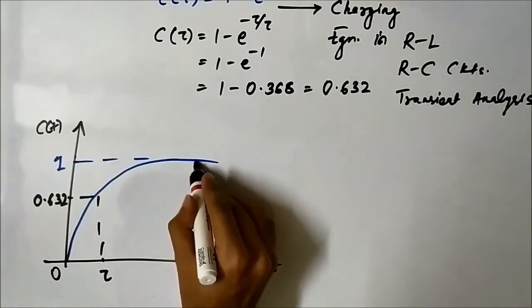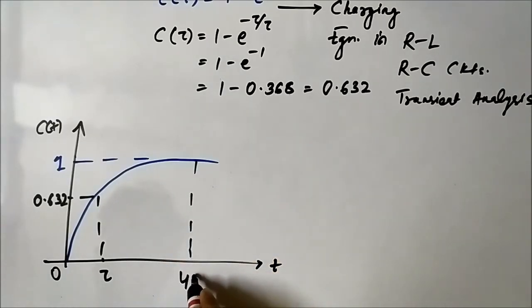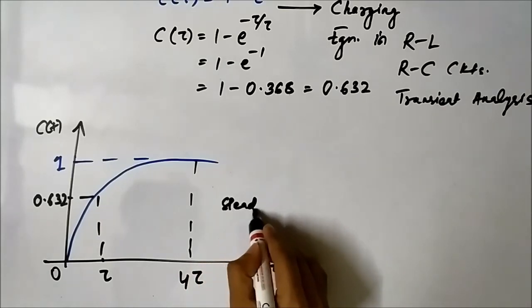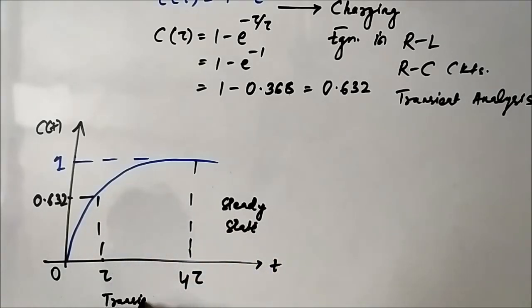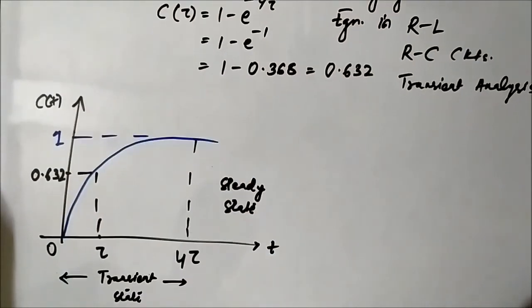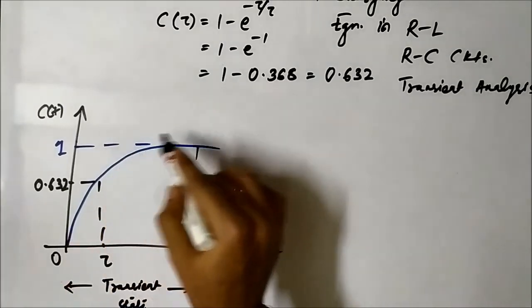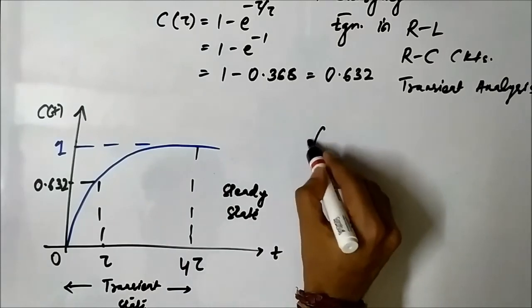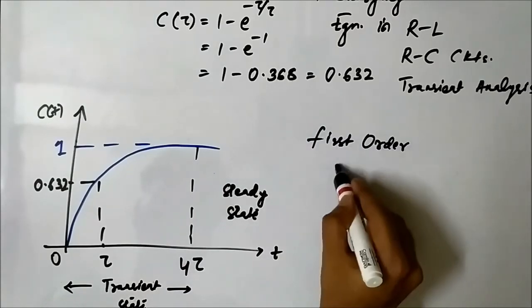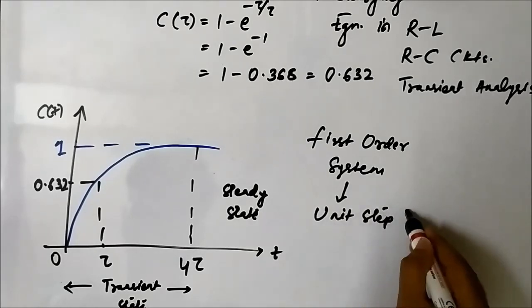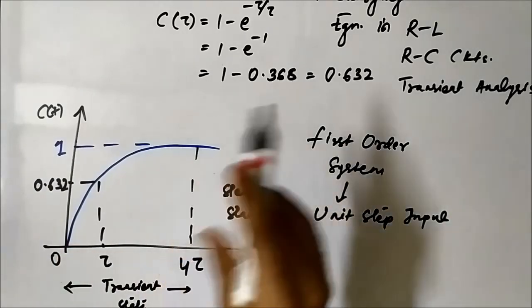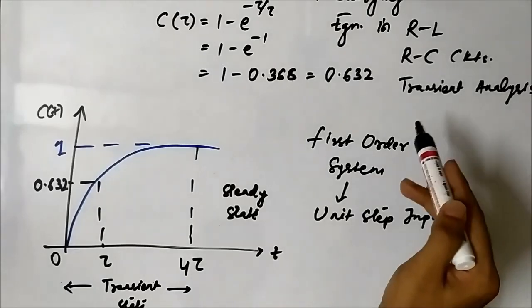Now the steady state normally occurs after a time interval of 4 times the time constant. After that the steady state occurs, and before it everything is the transient state. After that everything falls under steady state analysis. So this is the output response of a first order system to unit step input, which is a charging equation which we come across in RL and RC transient analysis.